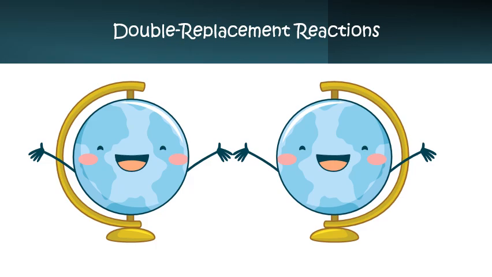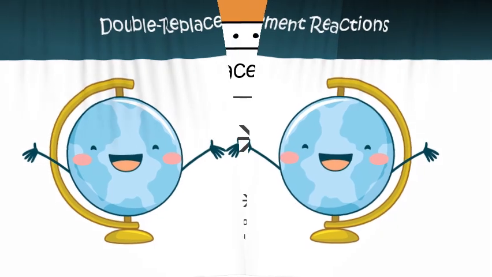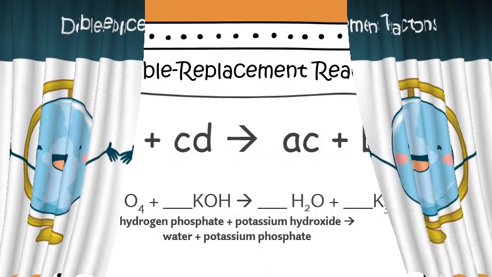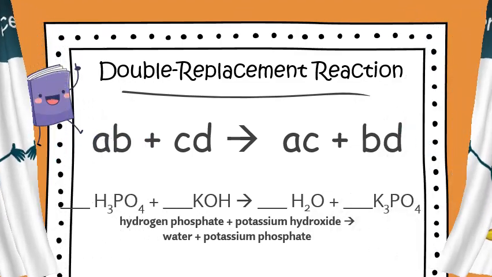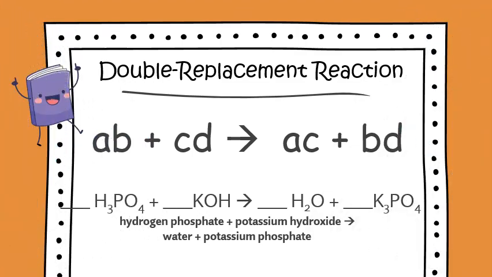Double replacement reactions. I can recognize double replacement reactions when I have two compounds that each gives up a component of itself to trade with the other. This reaction yields two different compounds. In this case, I have hydrogen phosphate and potassium hydroxide reacting to form water and potassium phosphate.